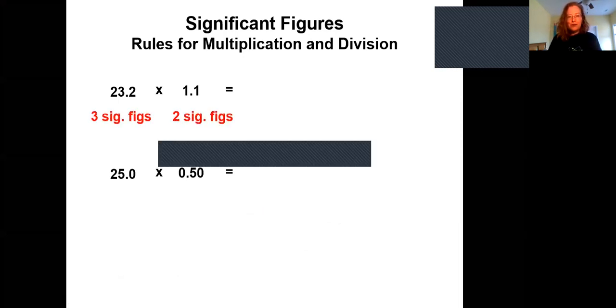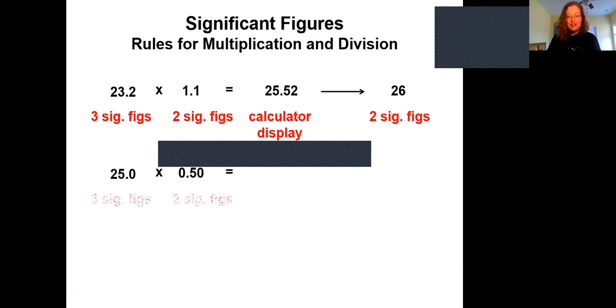Please ignore if there's a black box on your screen. It'll go away in just a second.